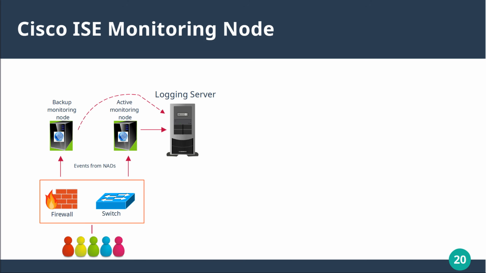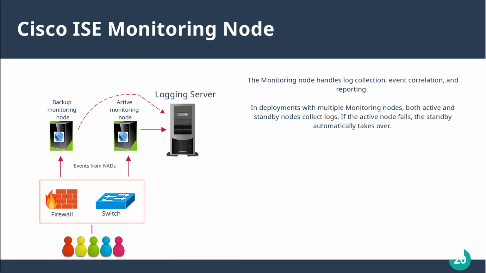The Cisco ISE monitoring node. The monitoring node handles log collection, event correlation, and reporting. It maintains a session directory that tracks all active sessions in the Cisco ISE deployment. In deployments with multiple monitoring nodes, both active and standby nodes collect logs. If the active node fails, the standby node takes over, and each policy node must forward logs to all monitoring nodes because they do not synchronize with each other.